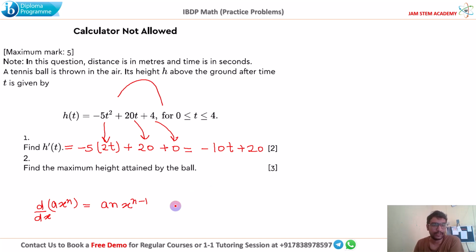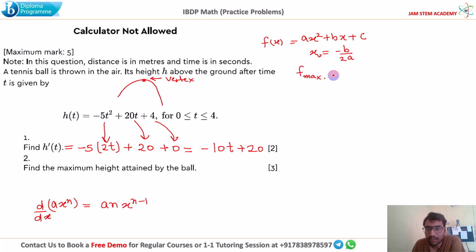Now in the second part, it says find the maximum height attained. Maximum height is attained at what? The vertex of the parabola, right? If you have either an upward facing or downward facing parabola given by ax squared plus bx plus c, like this is our f(x), let's say, then the x coordinate of the vertex is given by minus b over 2a, that you can use. Either the maximum or the minimum value for that quadratic always lies at this value of x. This is the x value, right?